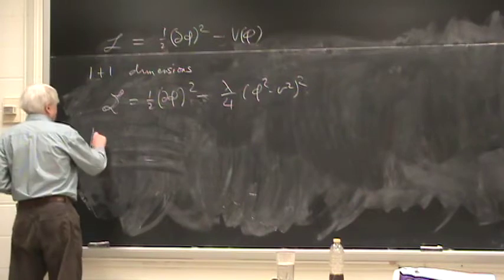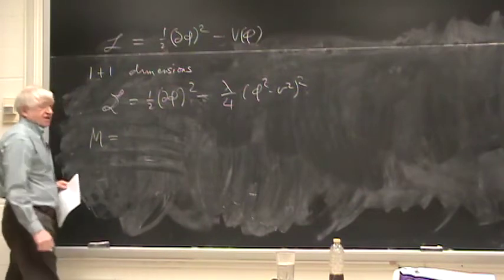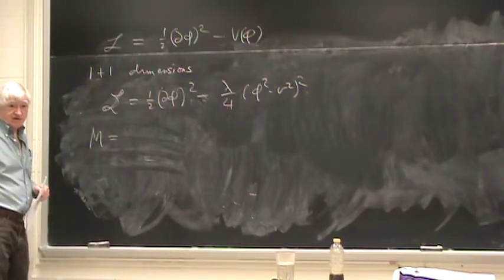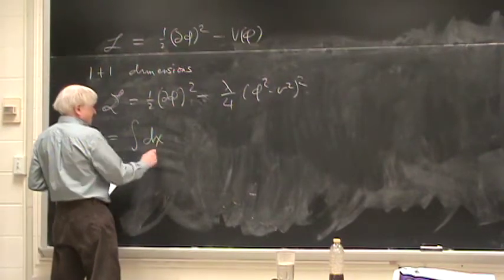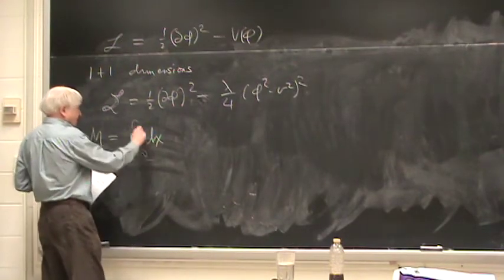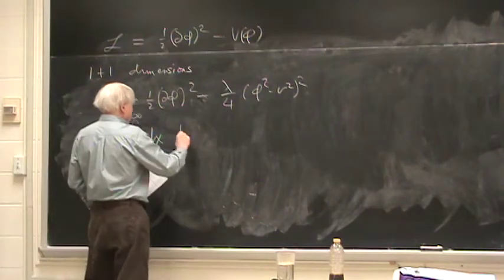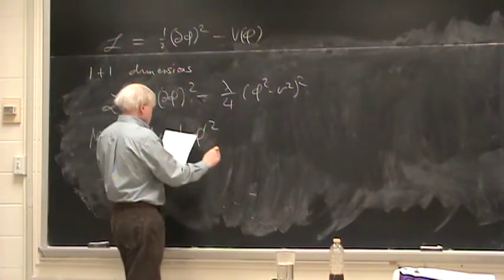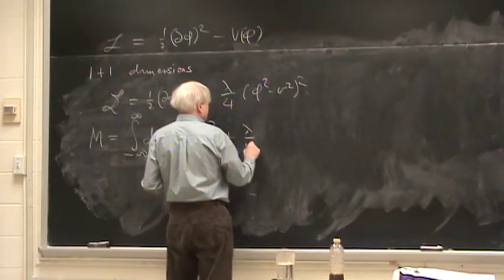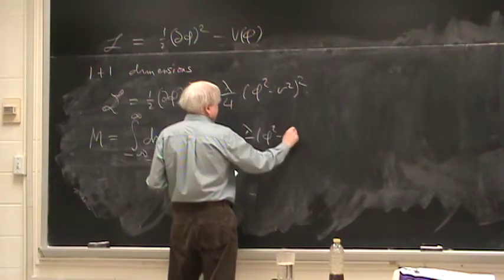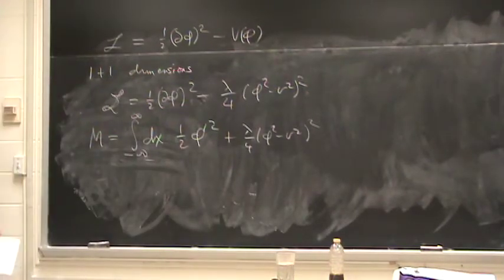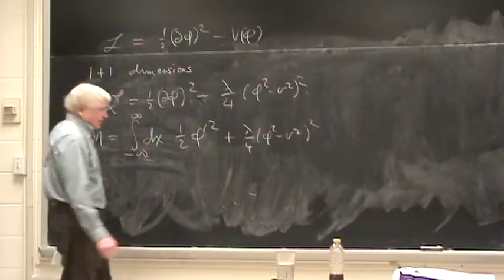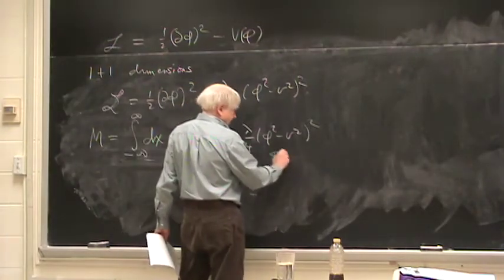The mass or energy of the configuration, let's look at a time-independent configuration and figure out what its energy is. Then it would be an integral over the single space dimension of a half φ prime squared plus, again, λ over 4, (φ² minus v²) squared. And so if you want this thing to be finite energy, notice that we've incorporated symmetry breaking here.